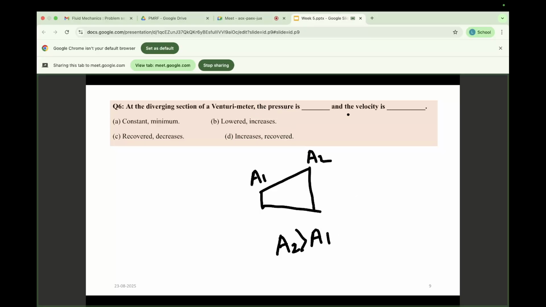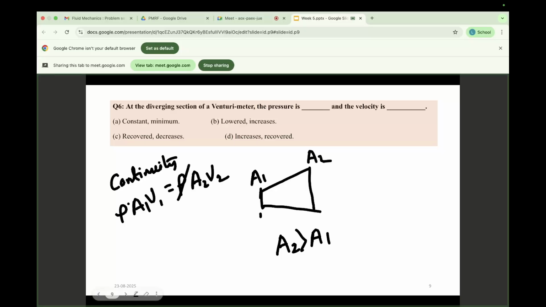So they talk about this pressure and velocity. Now if I apply this continuity equation at section 1 and section 2, I will get rho A1 V1 equal to rho A2 V2, right? Same density, so that can be cancelled out. So I can write V2 by V1 equals A1 by A2.